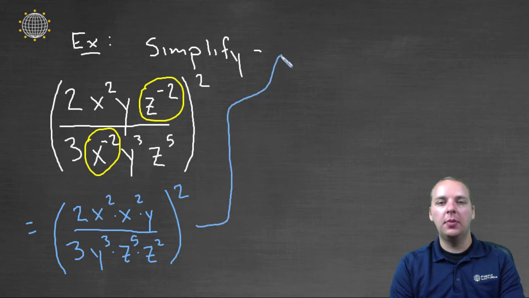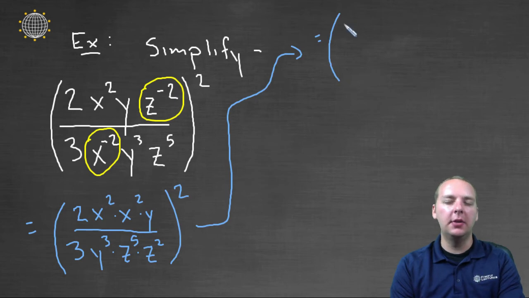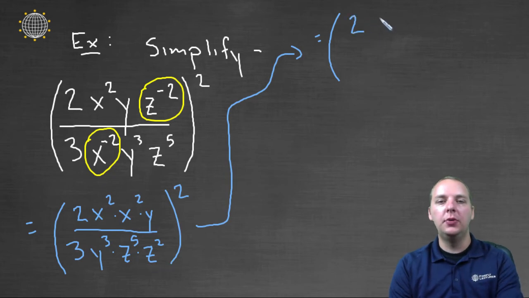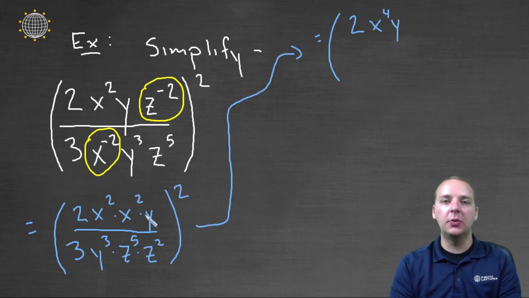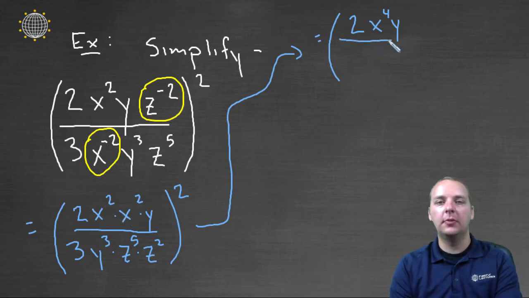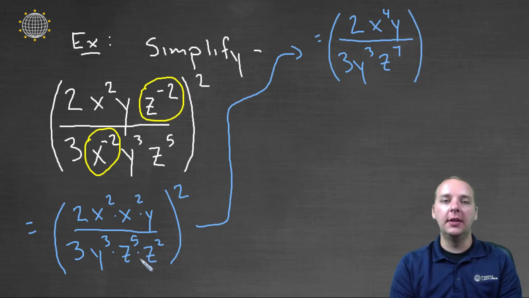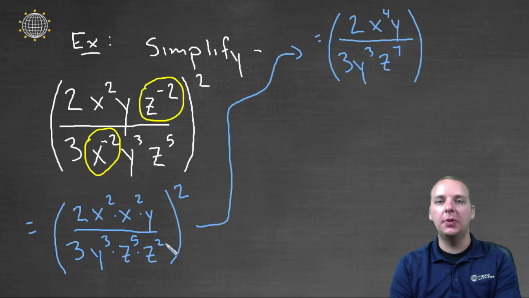Okay, let me come back up here. Let me write one extra line here. I probably could have skipped this step if we had tried a little harder. Let's go ahead and combine these x's and z's. We'll have 2x to the fourth y, because x squared times x squared, you add the exponents, divided by 3y to the third, z to the seventh. Because we have z to the fifth times z to the second, you add the exponents, get z to the seventh, and then all of that squared.